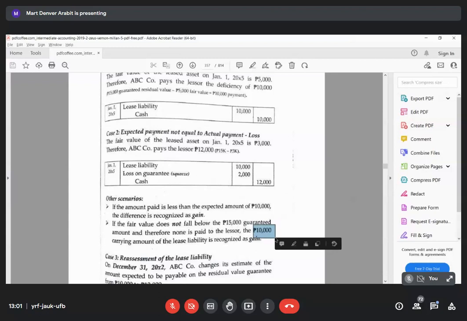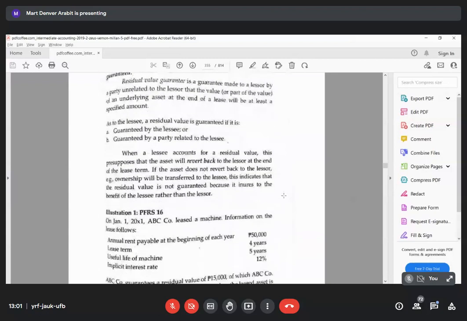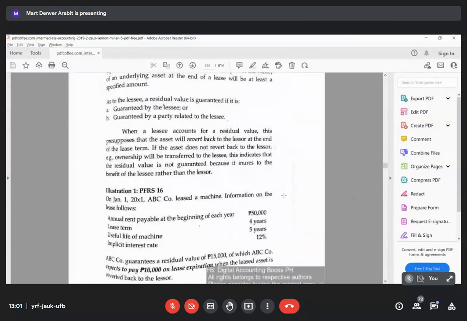Okay? Kasi yung 10,000 na to, ito lang yung na-expect ng bayaran as mentioned dito sa problem. Okay, ito. 10,000 lang yung babayaran niya. Though 15,000 yung guaranteed niya.